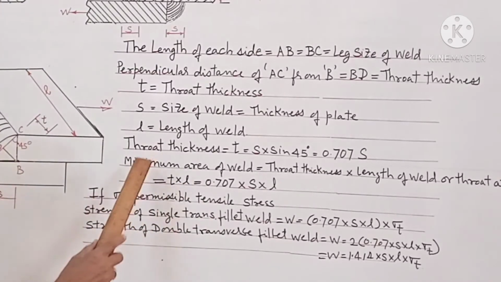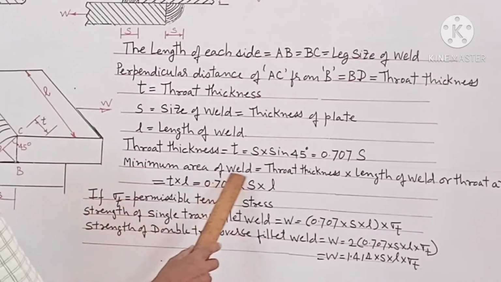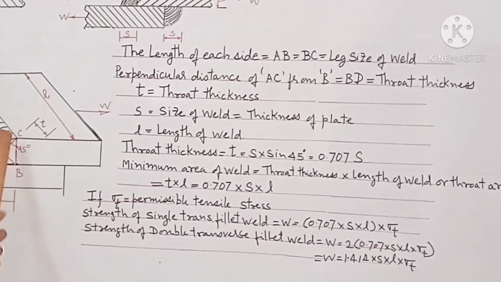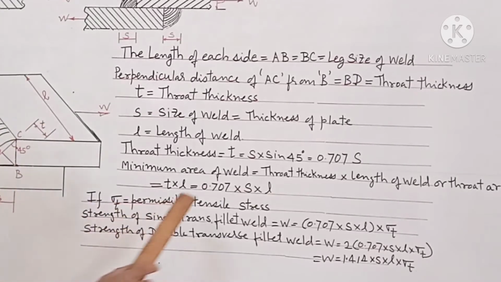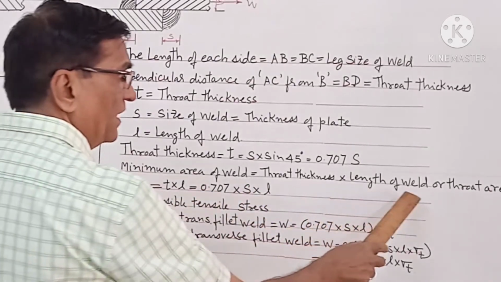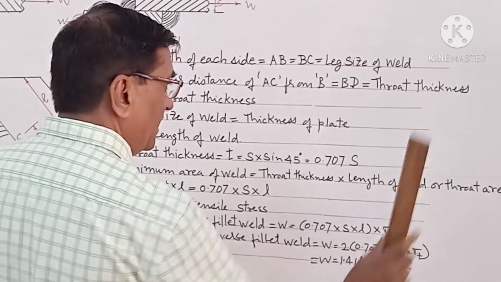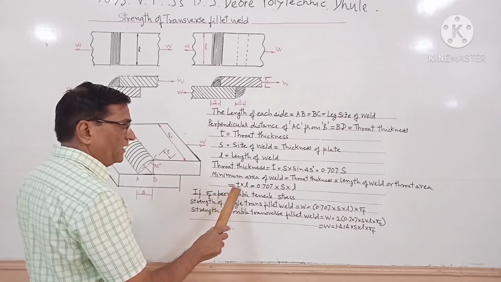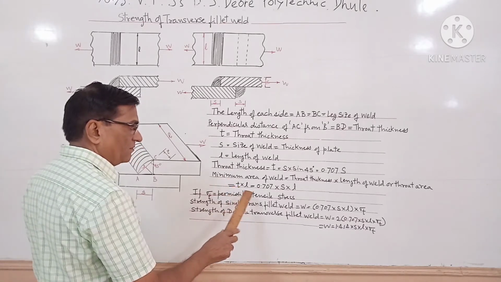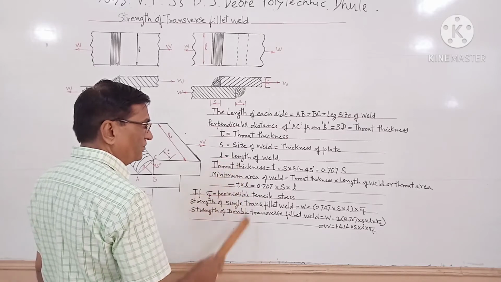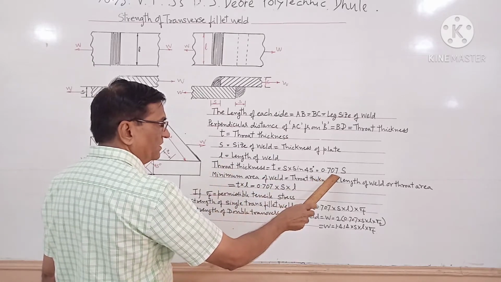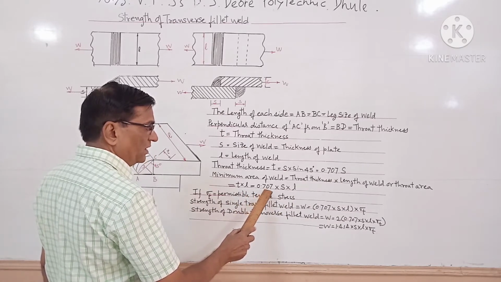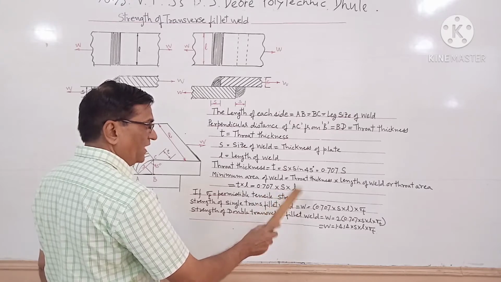Now the minimum area of weld will be equal to throat thickness multiplied by length of weld, that is the throat area. Now this is equal to T into L. Now putting the value of T is equal to 0.707 into S, this equation becomes equal to 0.707 into S into L.